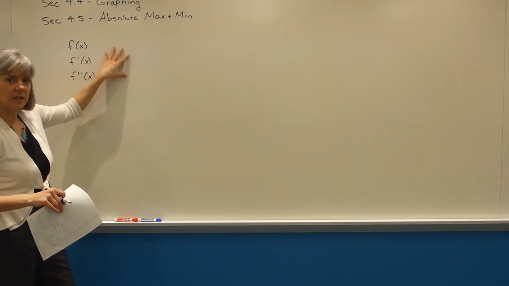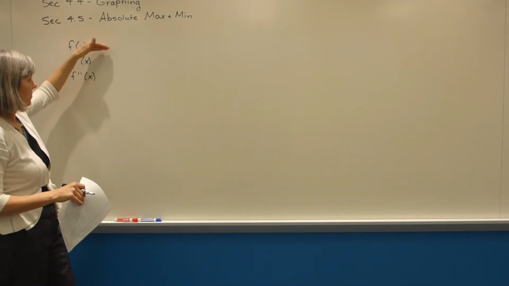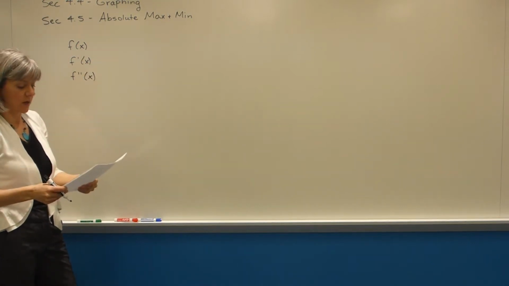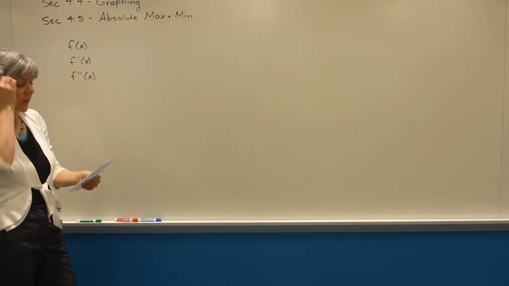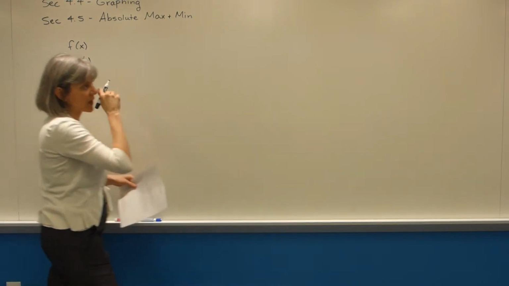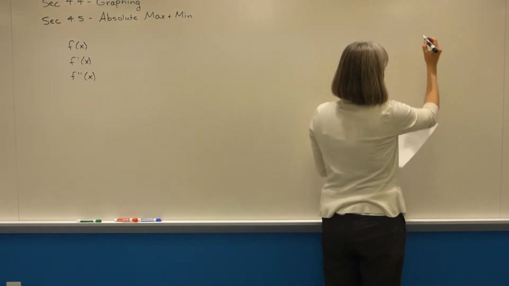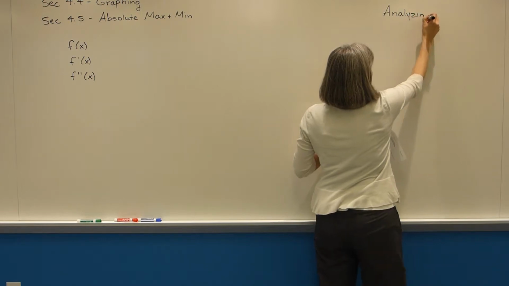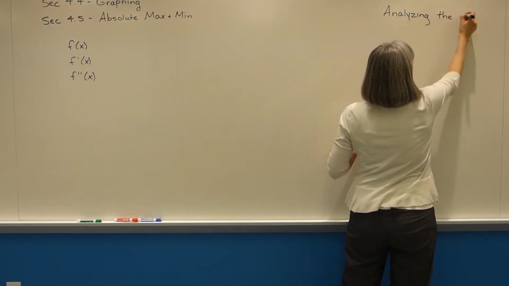So if we put all of this together, by plotting all of the important points, we can sketch the curve and have a very good idea of what it looks like. So we have a process then. I'm going to write it over here. So this is called analyzing the graph or the curve.